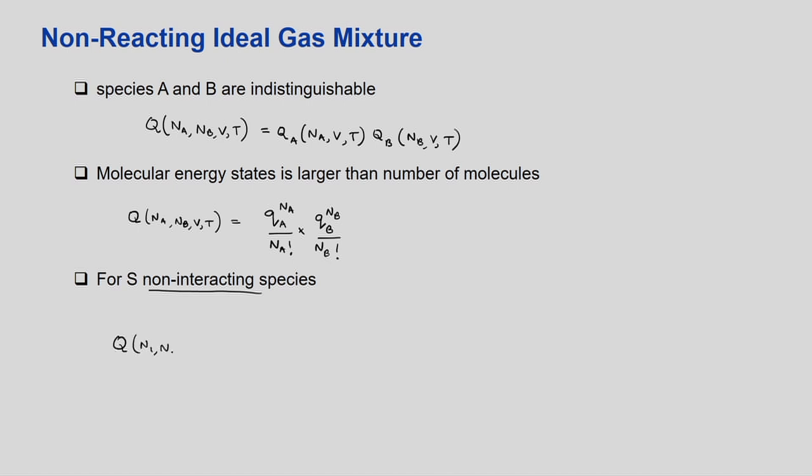Let us say the mixture contains N_1 number of molecules, N_2 number of molecules, N_3, like that till N_S number of molecules, all constrained to the volume V and temperature T. So, this will be nothing but the product, when i goes from 1 to S, you take a product of q_i to the power of N_i by N_i factorial. Okay? This is nothing but the product of the individual partition functions raised to the number of molecules divided by the respective factorial. You do the product, you will get the overall partition function. These are all for a non-reacting ideal gas mixture.